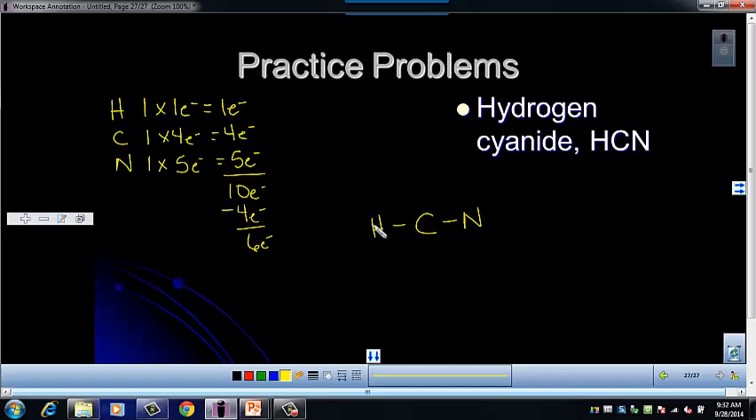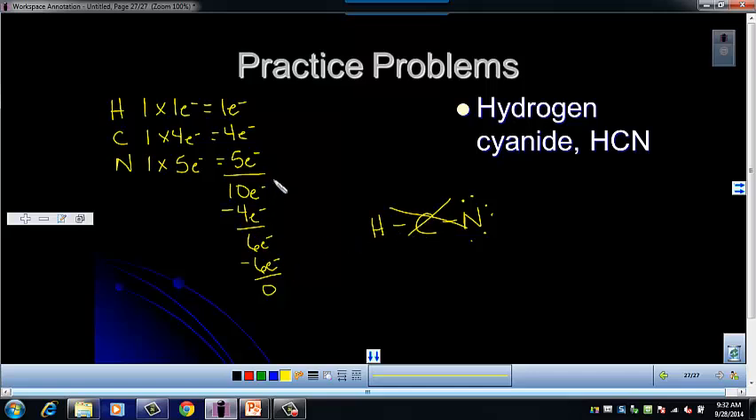We're going to check for a full octet on the outside atoms. Hydrogen has a full octet because it has 2 in the bond. Nitrogen has 2 in the bond, but it needs 6 more to have a full octet. So we've used all of our valence electrons. Our next step is to check for a full octet on our central atom. It does not have a full octet. It only has 2 bonds, which are 4 electrons, so no octet. Carbon is not a deficient atom, so we're going to have to try again. So let's cross that out.